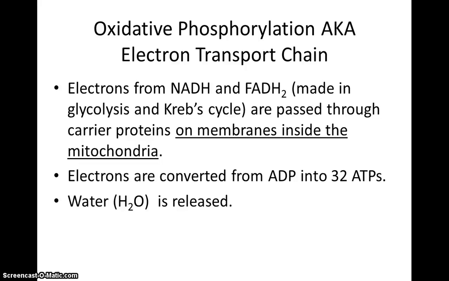But the main thing you need to know here is that those electrons, the energy stored in the electrons, basically are able to convert ADP into 32 ATPs. The other thing you do need to know, this is the point at which water is released. And we saw that in the little video as well.